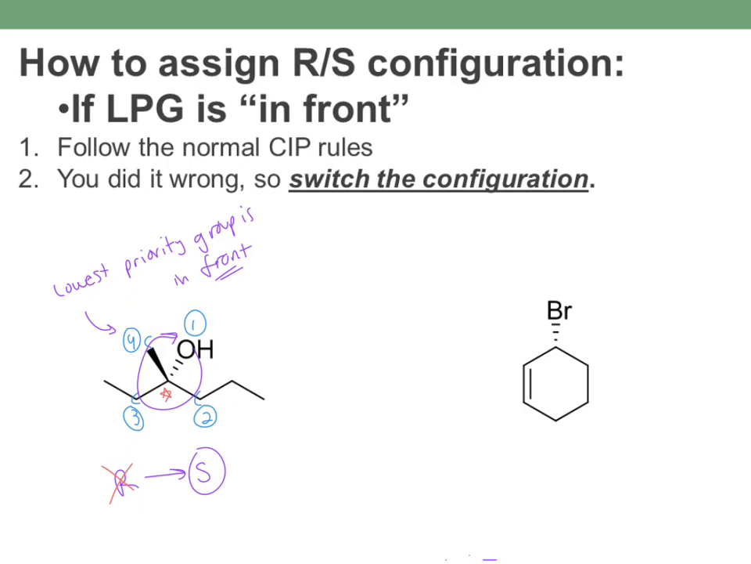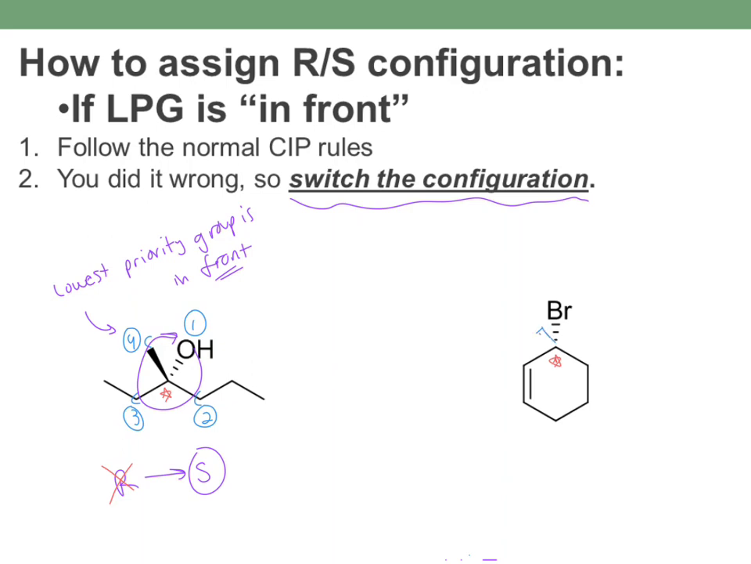So if I take it anyways and it looks R, I can just switch it and make it S, right? You just switch the configuration from whatever you thought it was, make it the other thing, right? So I thought this looked R. I know I'm wrong, so I just change it to S. It's just a really easy way to get the right configuration without having to do any sort of fancy manipulations. So let me show you that again with another molecule here.